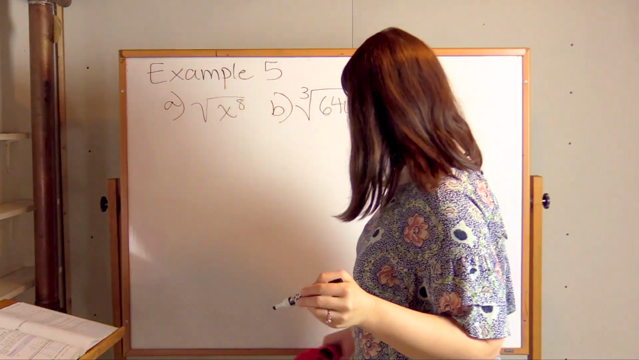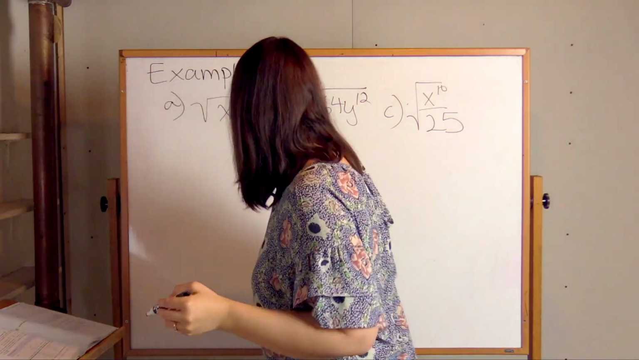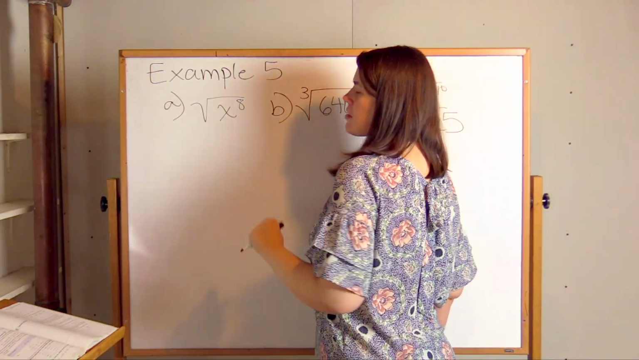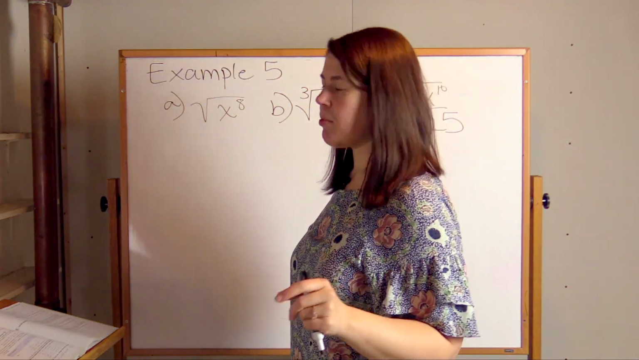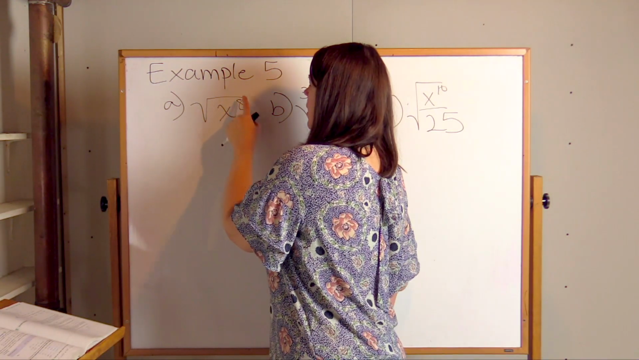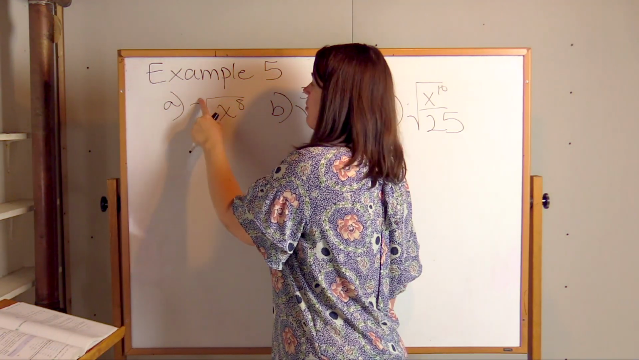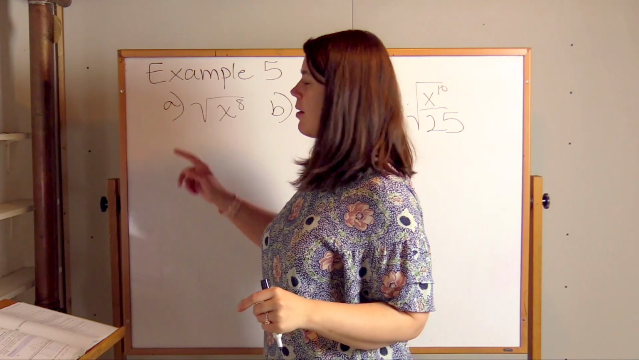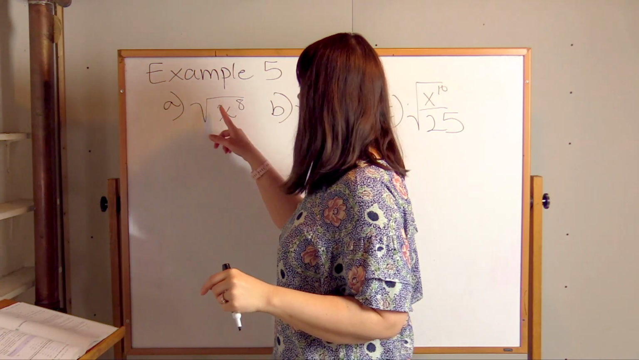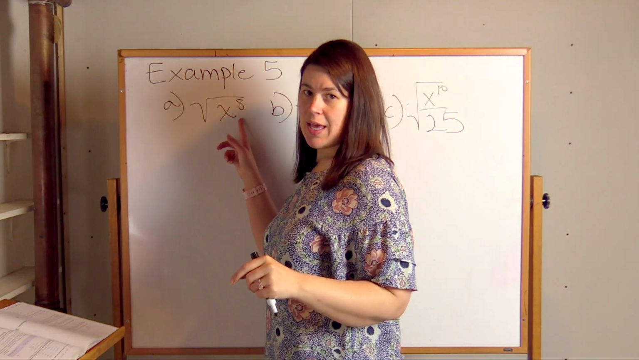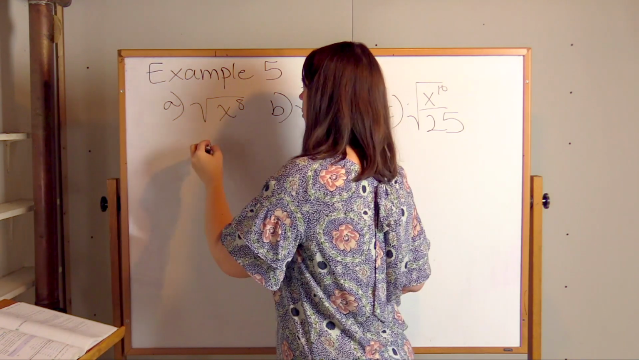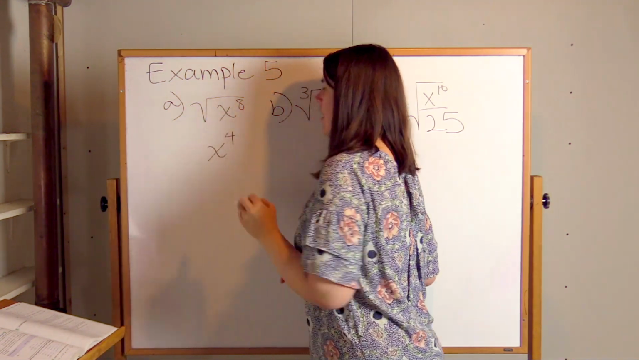Okay, we're going to do the first 3 and then we'll do letter D. Okay, so the rule for exponents on a variable under a radical sign. You take the exponent and you divide it by the radical. If there's nothing there, that means it's 2. So the square root of x to the 8th is 8 divided by 2, which is x to the 4th.